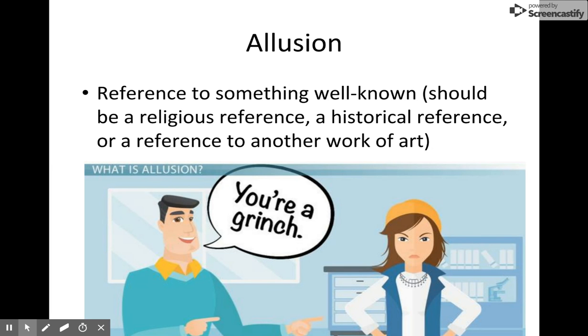So it's a lot more effective to use an allusion in some cases than to say, you're acting really stubborn, but you're acting like a Grinch seals the deal in a more precise way by drawing on the ideas we already have about that famous reference.